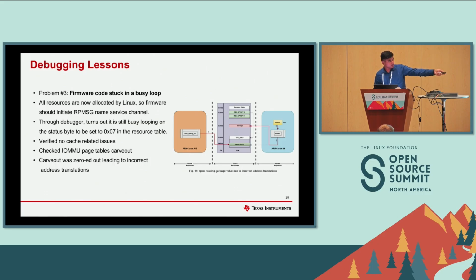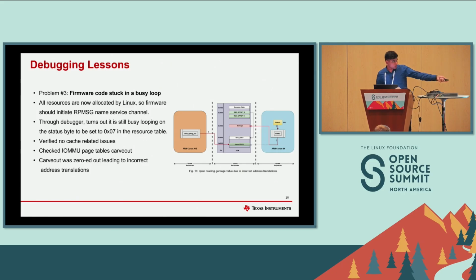So the firmware is requesting to read this address, but because the page tables are messed up, it is going into some other garbage value and waiting for this memory to turn into 7, which will never happen because you never know what happens there, right? So it's not reading the correct resource table location due to some page table mess ups.